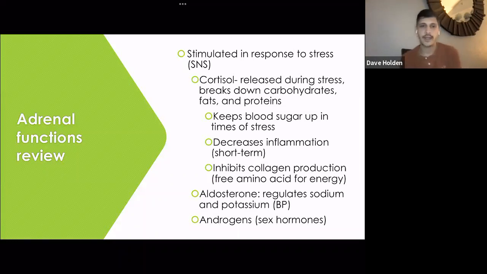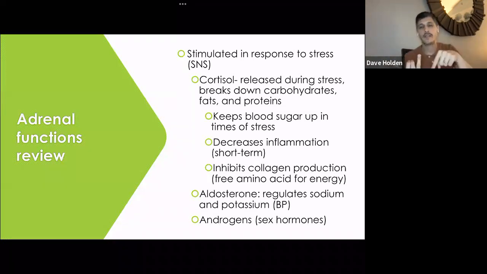The adrenal glands are most famous for their role in the stress response. They're stimulated in response to stress. This would be a sympathetic nervous system function, right? You guys who've had me before, remember the sympathetic system is Spider-Man and the parasympathetic is Peter Parker. So you've got your fight or flight response, and then rest and digest.